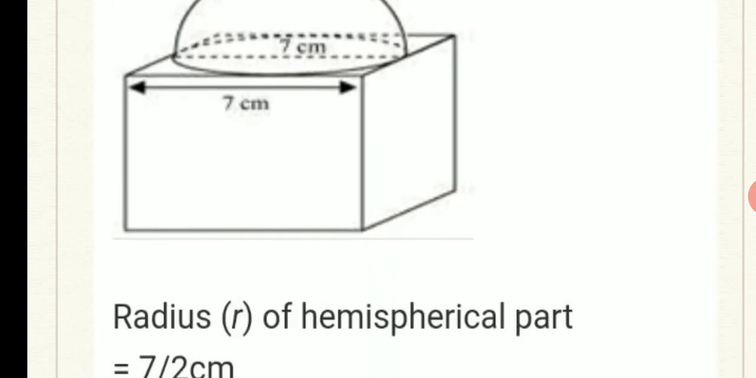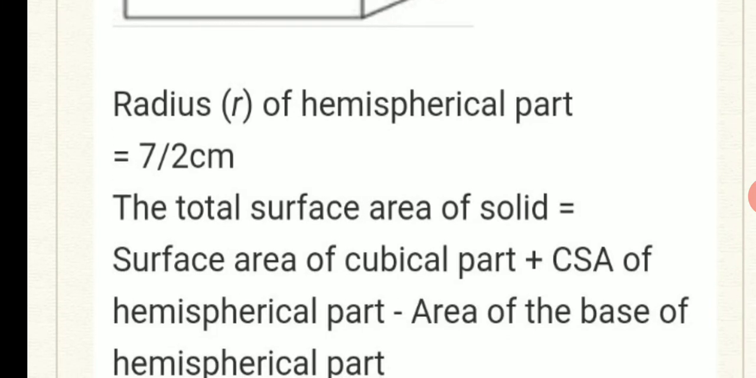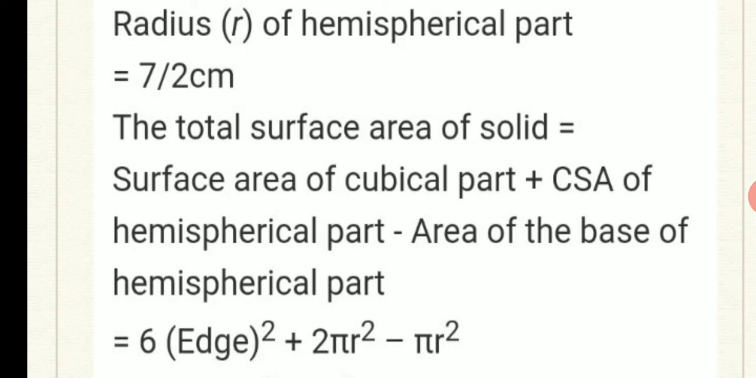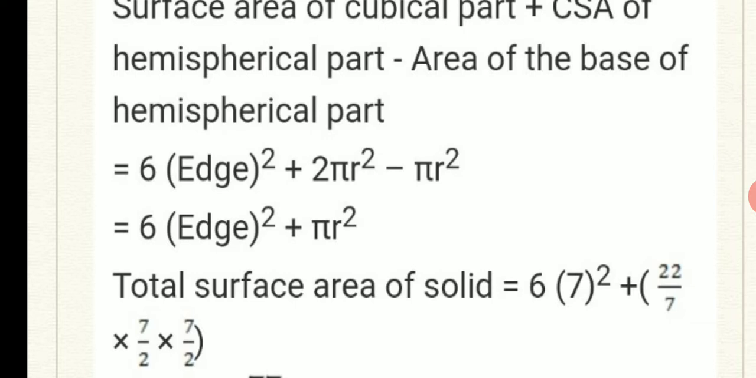The greatest diameter possible for the hemisphere is equal to the cube's edge, which is 7 cm. Now the radius of the hemispherical part is 7 by 2 cm. Now the total surface area of the solid equals the surface area of the cubical part plus the curved surface area of the hemispherical part minus the area of the base of the hemispherical part. Then it will be 6 into edge square plus 2 pi r square minus pi r square. Then it equals 6 into edge square plus pi r square.